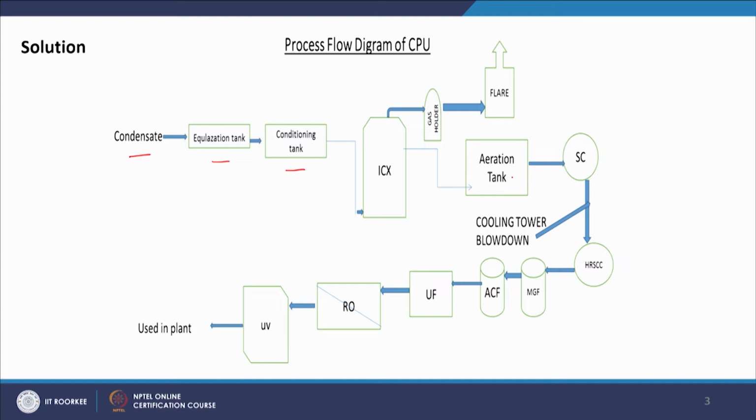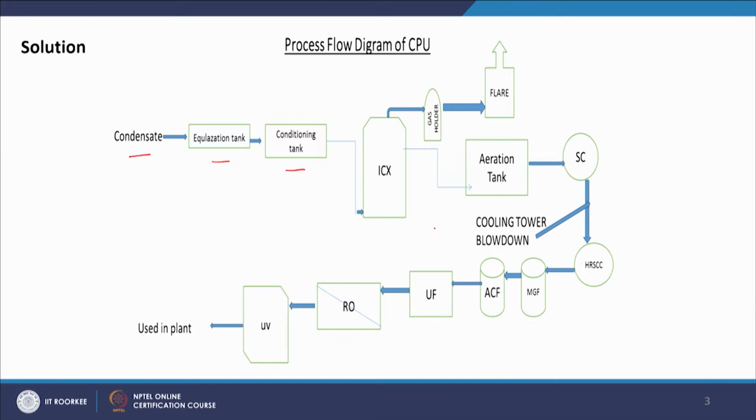and in aeration tank oxygen is supplied, microbial seeds are provided and remaining organic compound present in the water is degraded here. So, we have to calculate the oxygen requirement in this tank, and after this the treated water goes to secondary clarifier and the water enters into the HRSCC and the sludge goes for dewatering into a decanter, and another water stream that is provided in the problem statement, that is cooling tower blowdown.